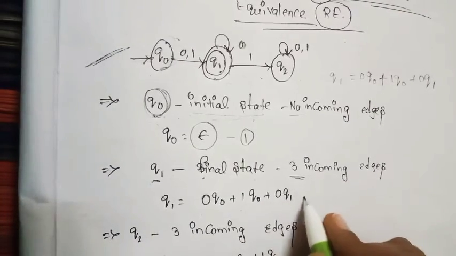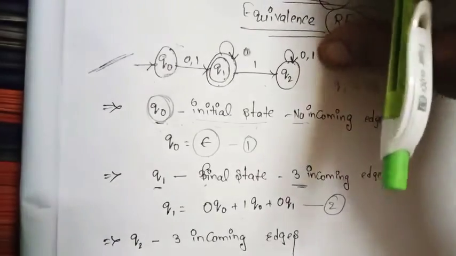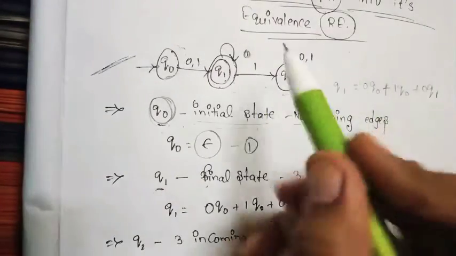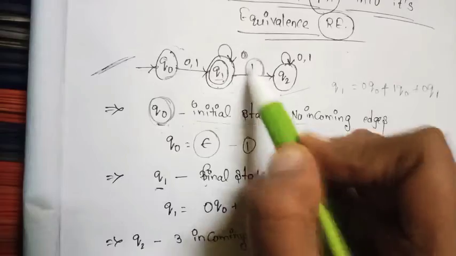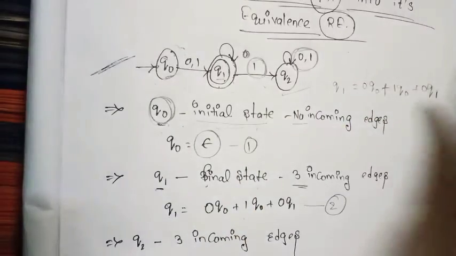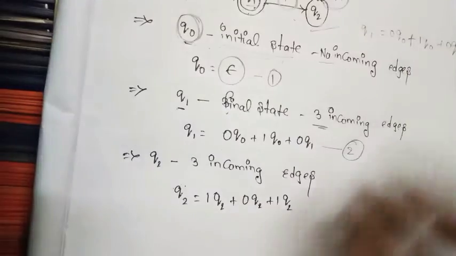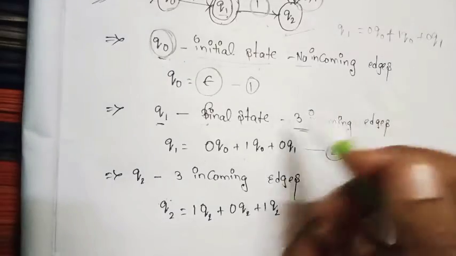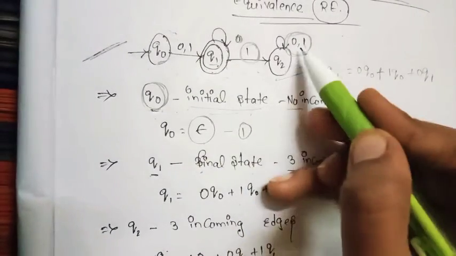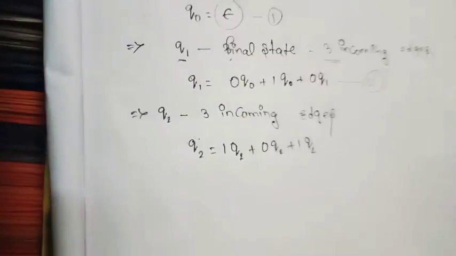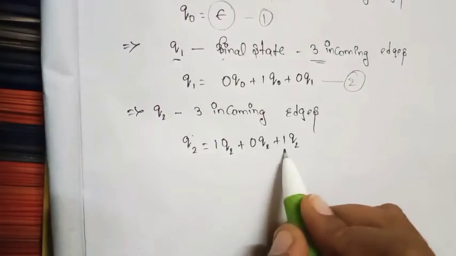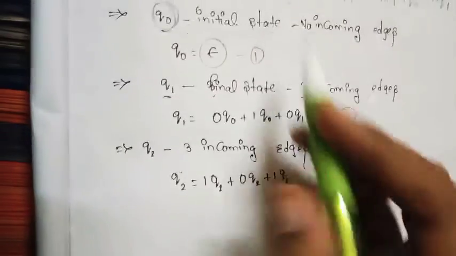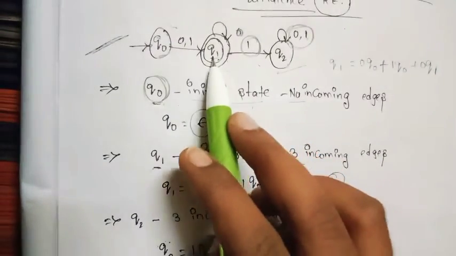Then next check for q2. Q2 has 3 incoming edges. From q1 it has 1, and for itself it has 2 incoming edges. So write them here: 1 q2 plus 0 q2 plus 1 q1. From 1 it is coming from q1, so write plus 1 q1. Consider it as the third equation.